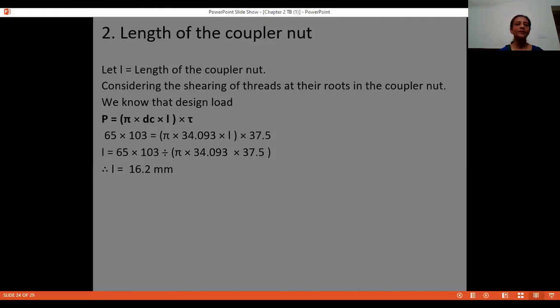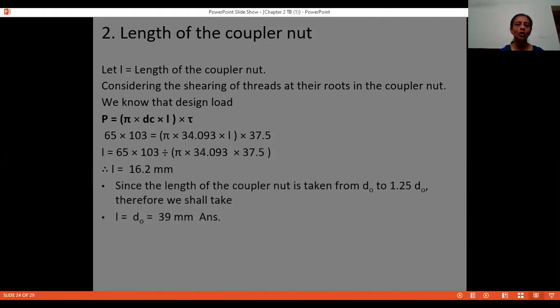Now friends, we must check that our value lies in the range or not. Range's minimum value is DO. So because 16.2 does not lie in the range, we need to increase length of the coupler nut to the minimum value, and we will now be using length as 39 mm as the safe value.